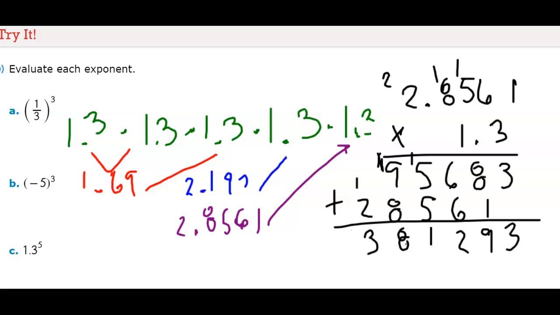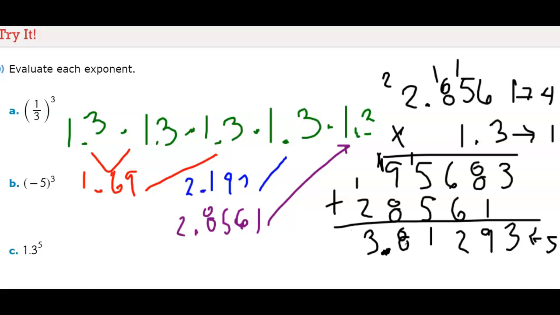And we have 4 decimal places here, 1 here. So we need a total of 5. So 1, 2, 3, 4, 5. Our decimal goes here. So this would be our final answer, 3.81293. And always when you have a lot of multiplication like that, check your work.